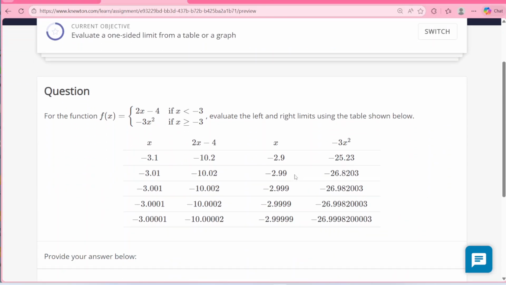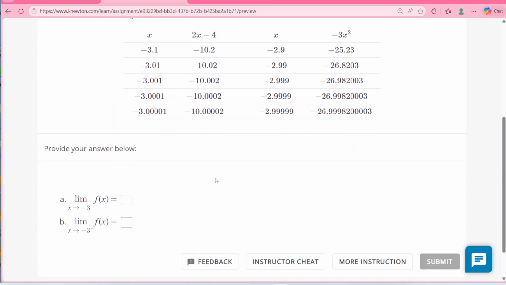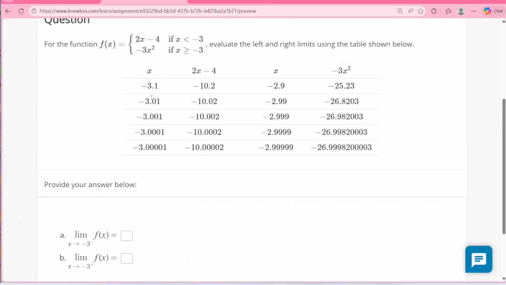All right, from a table once more. So as x approaches negative 3 from the left, so that's these values, less than negative 3, negative 3.1 to negative 3.00001. So as you get closer and closer to negative 3 from the left, you see the output is getting closer and closer to negative 10. I hope that's obvious. So that's my left side limit.